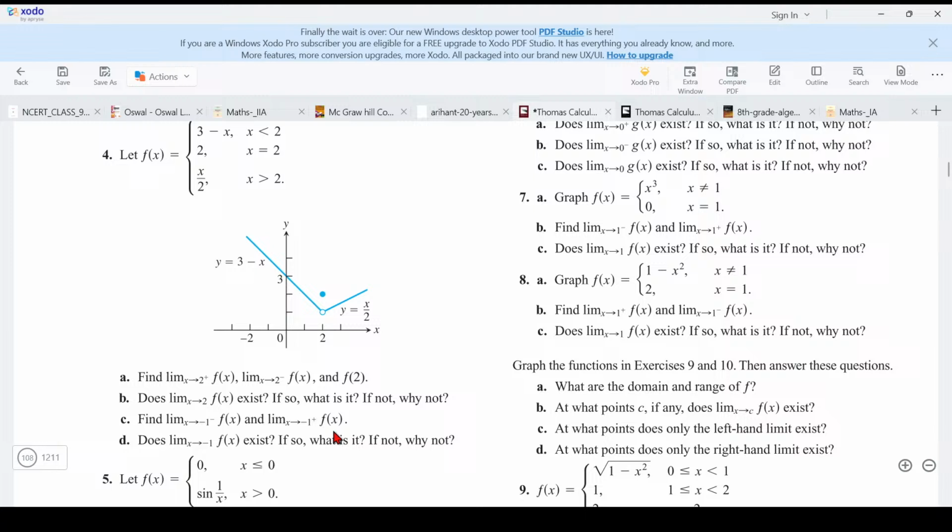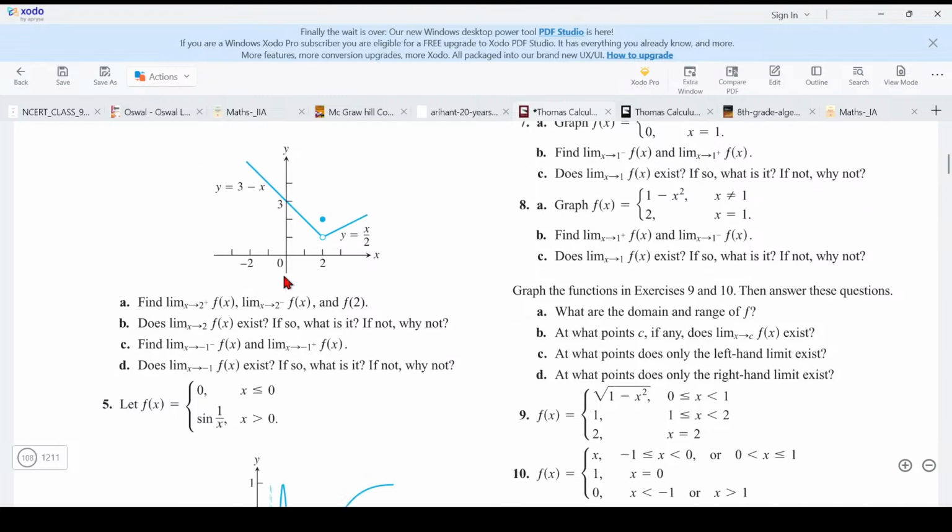And what about minus 1 plus? So you're approaching from right. From right. Very good. What is the value? Again 4. So the limit is 4. Basically, we are talking about this point. So that means the limit is 4, because both left hand and right hand are matching.